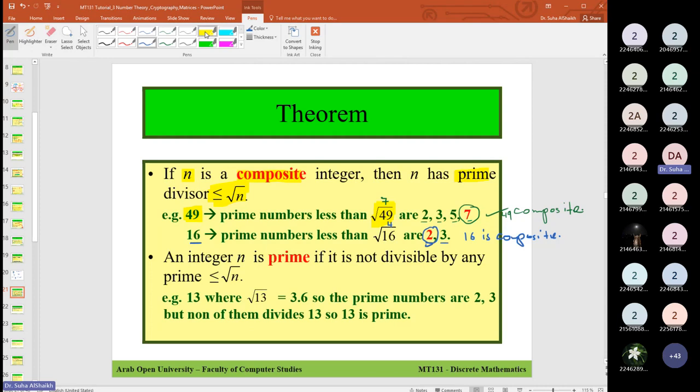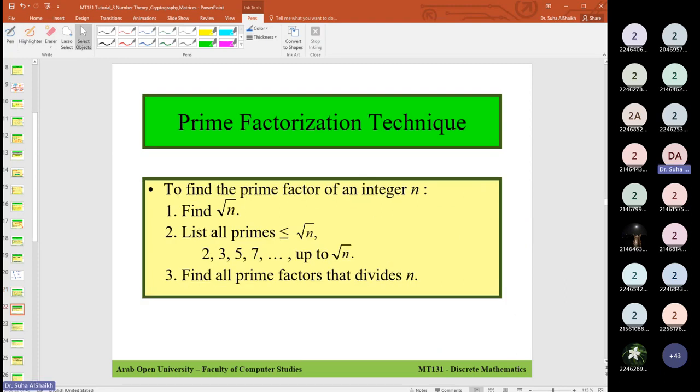For 13, for example, 13 is a prime, right? What is the root of 13? It's about 3.6. What are all the primes less than 3.6? They are 2 and 3. 2 is not dividing 13, and 3 is not dividing 13 as well. Because none of them is dividing 13, this means 13 is prime. It's not composite.